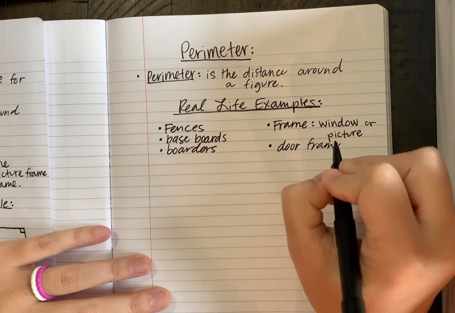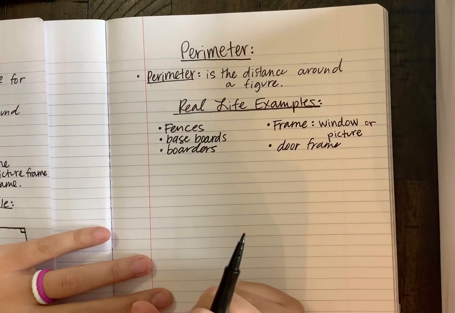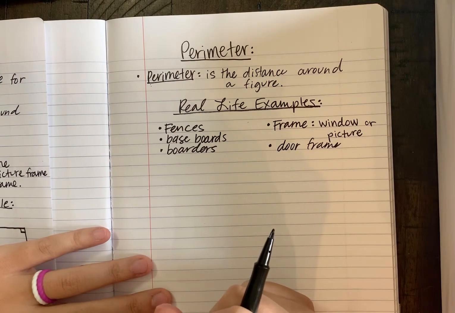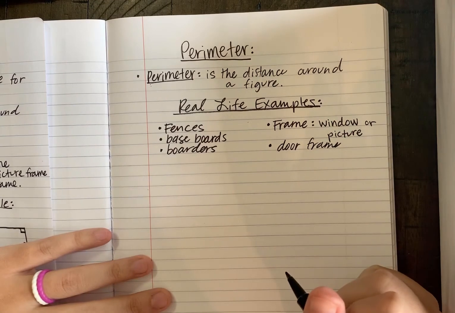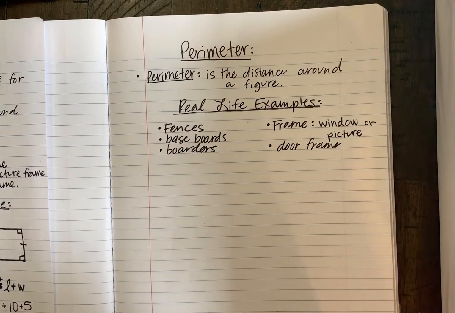If you think of any, you can go ahead and add them. You could ask your parents if that would be perimeter, or you could post them on the Google Classroom and we'll help you out if you need help. All right, so there's many real life examples of perimeter. In 4th grade, you have to know how to solve for the perimeter of a square and a rectangle.